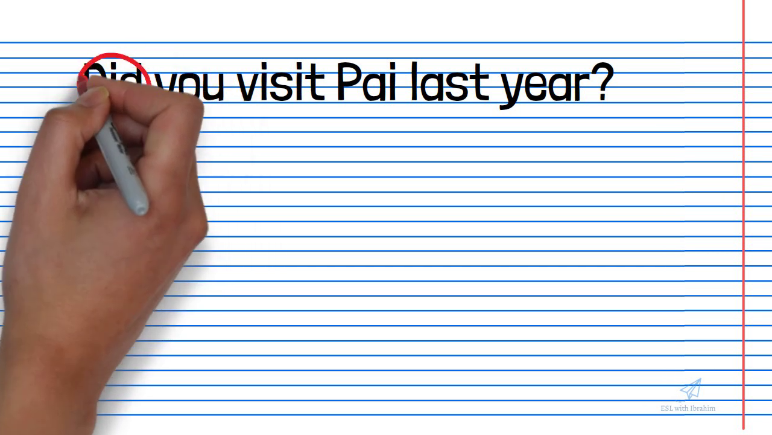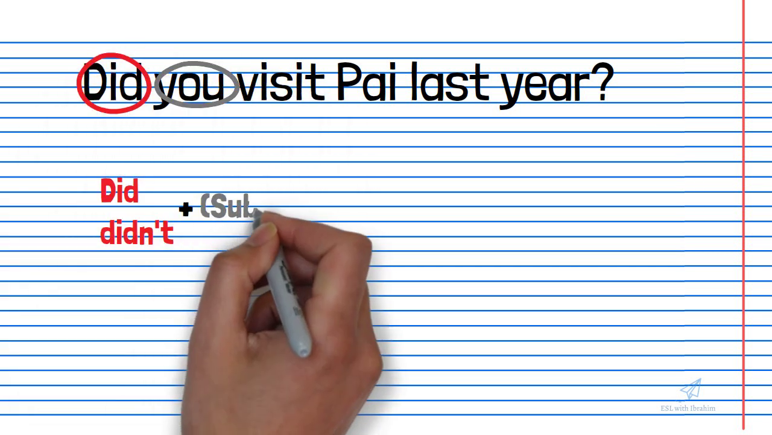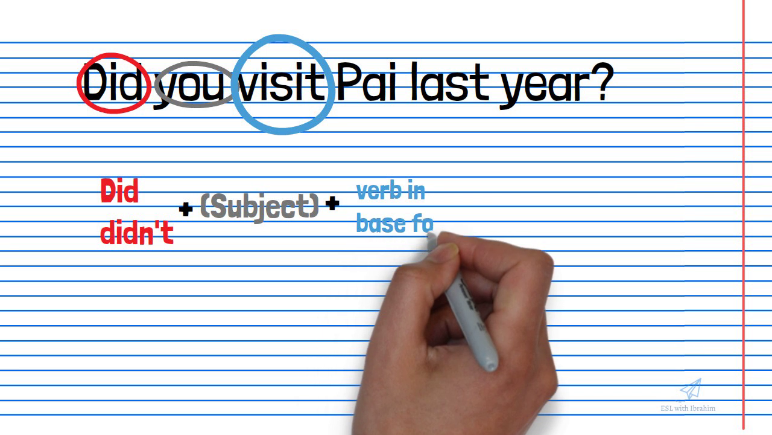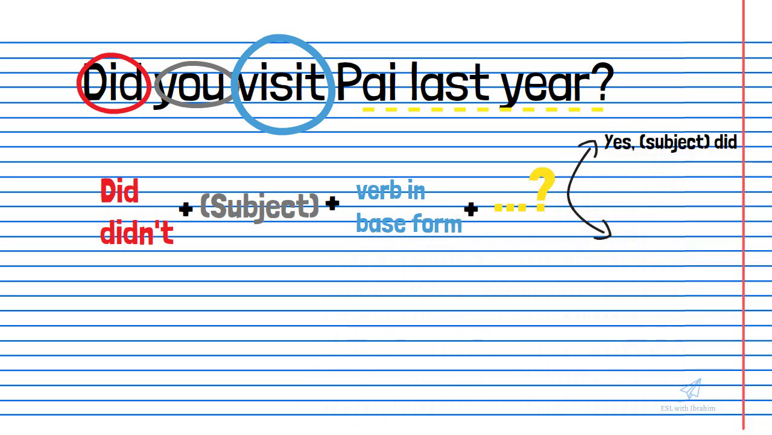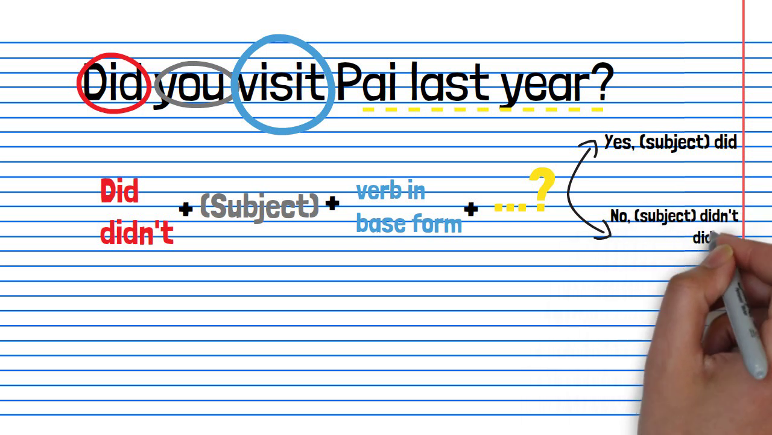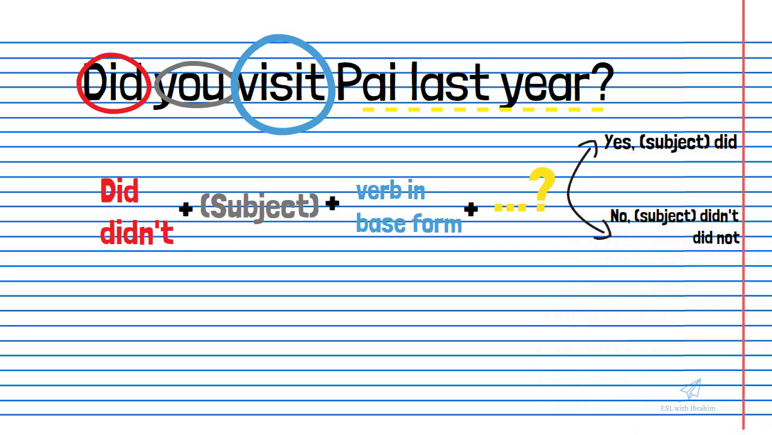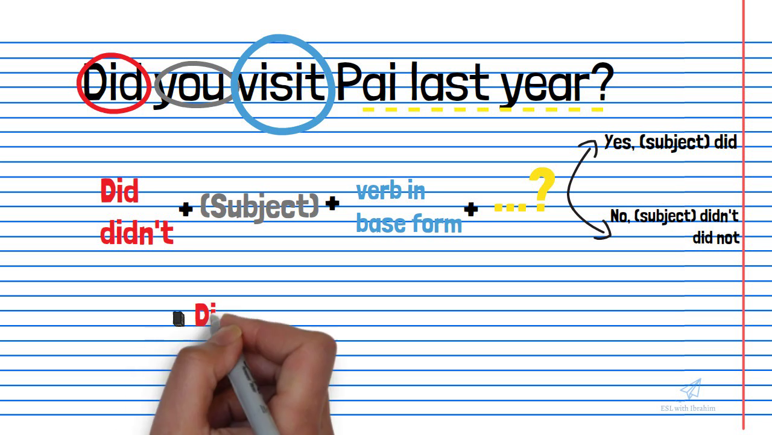Did or didn't plus subject plus verb in the base form, to which we answer by either yes plus subject plus did or no plus subject plus didn't or did not. Examples.